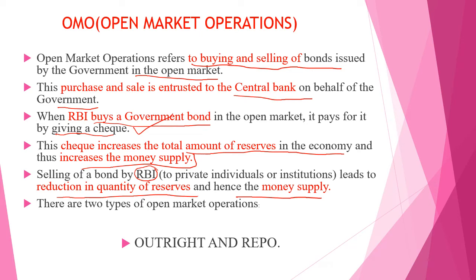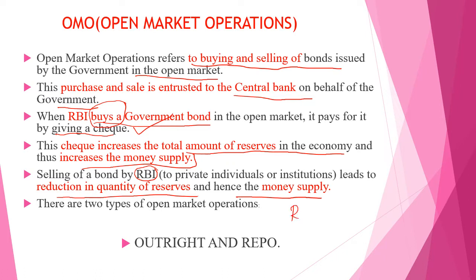And when Reserve Bank of India buys a government security, that means injection of money. That increases the money supply in the market. When Reserve Bank of India sells the bond, that decreases the money supply. These are the important points you have to remember. Once more, I repeat, when Reserve Bank of India buys a government bond, that increases money supply. When it sells the government bond, that decreases the money supply.